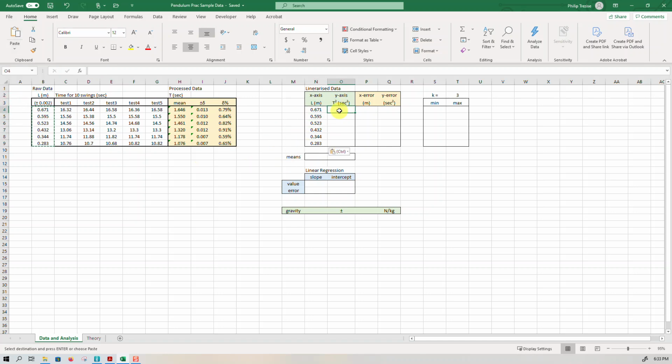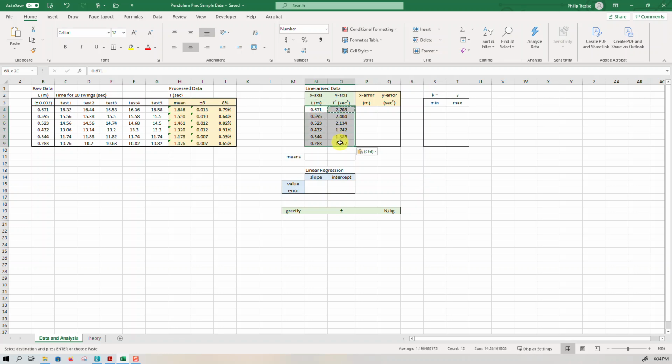When it comes to t squared, I'll need a calculation. The value of time was stored here, and then to square we use the up, that's the caret symbol, it's like an upside down V with the 2. And there's our time squared. Once again, Control C to copy, highlight the rest of where you want and paste that formula in place.